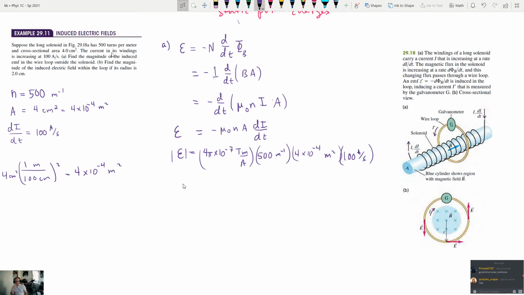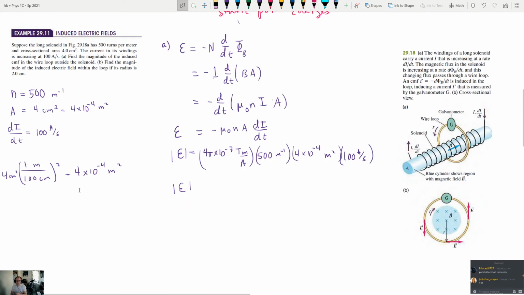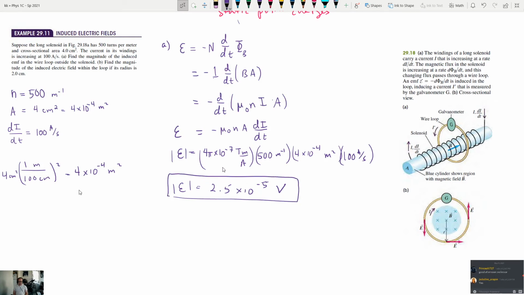Okay. So then we get this equation. Plug this into a calculator. I got 2.5 times 10 to the negative 5, and that's going to be in volts. 25 microvolts. Okay, let's see. 10 to the negative 7. That's what I got too. 10 to the negative 4. Okay.